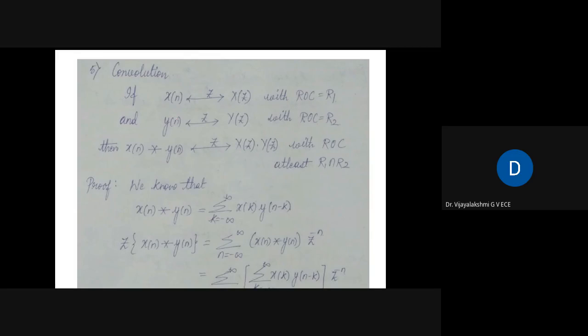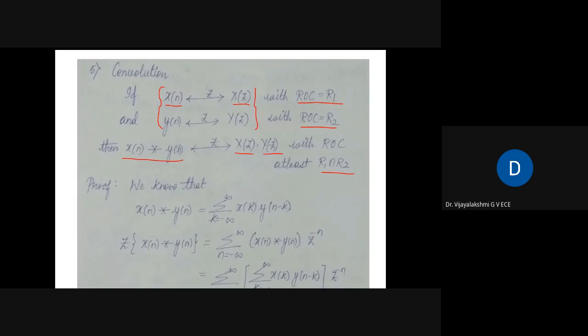So let us see the property. If I have taken two sequences x of n and y of n, and if x of n and x of z form a Z transform pair with ROC equal to R1, and if y of n forms a Z transform pair with y of z with ROC equal to R2, then the convolution of x of n and y of n forms a Z transform pair with the product of these two transforms. The product is x of z into y of z with ROC at least R1 intersection R2, that is the common region between R1 and R2. So let us prove this property.